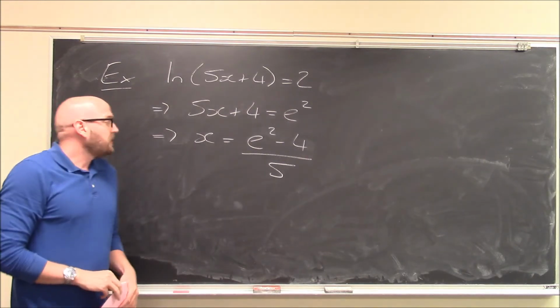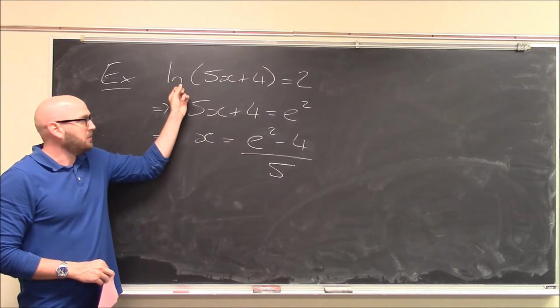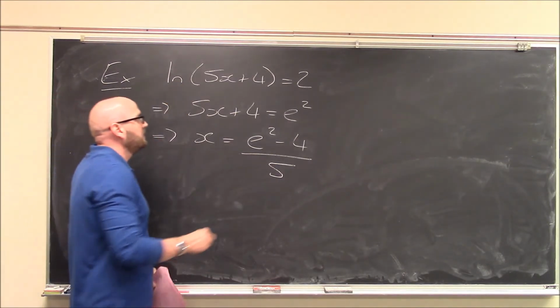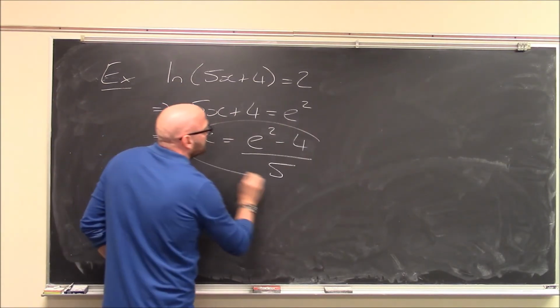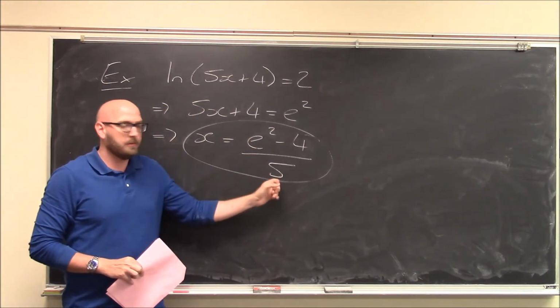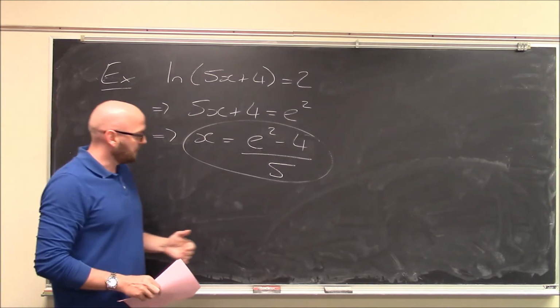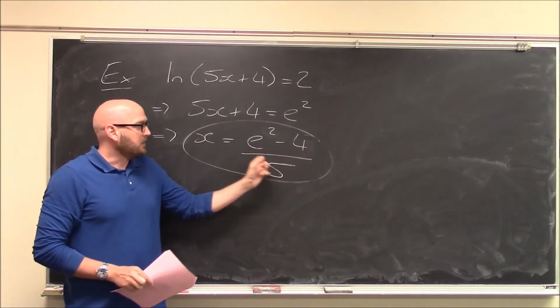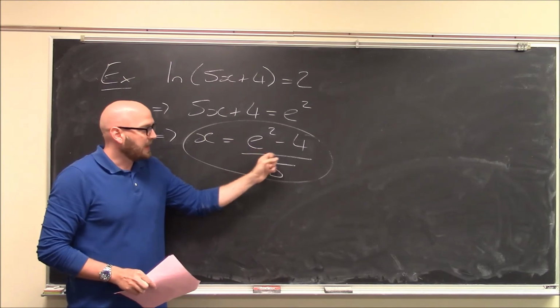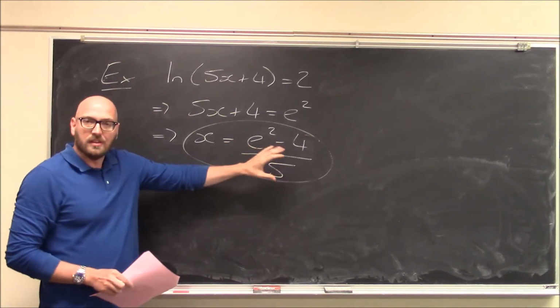Not a particularly difficult example. The reason I did this was twofold. One, just to work with natural logs a little bit. Two, to point out that this is the exact answer, right? This is what you would enter into MyMathLab, e squared minus 4 over 5. Don't plug this into a calculator and get a decimal approximation or anything. This is the exact answer. e squared is a number. It's a perfectly valid number, just like 4 and 5. So go with this exact answer.